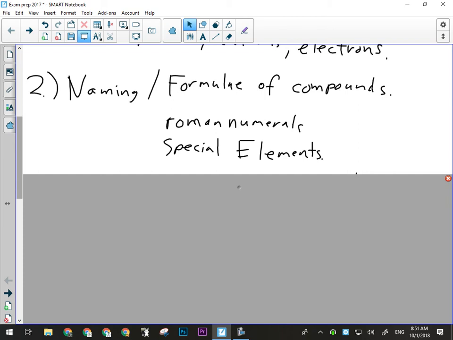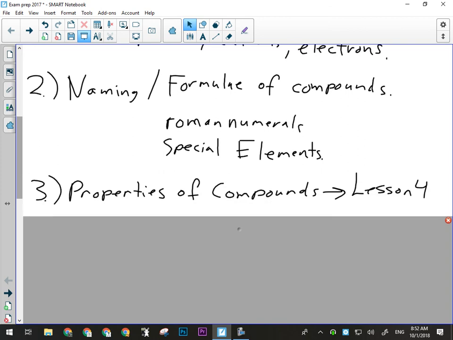But you get told how many times, don't bring your cell phone to the test. So I'm telling you now, don't bring your cell phone. Well, you're going to bring it and you're going to put it in there, and it's going to be off. All right. Third thing, properties of compounds. That would be lesson 4 and your properties of compounds lab. There will be questions about the properties of compounds and your lab.